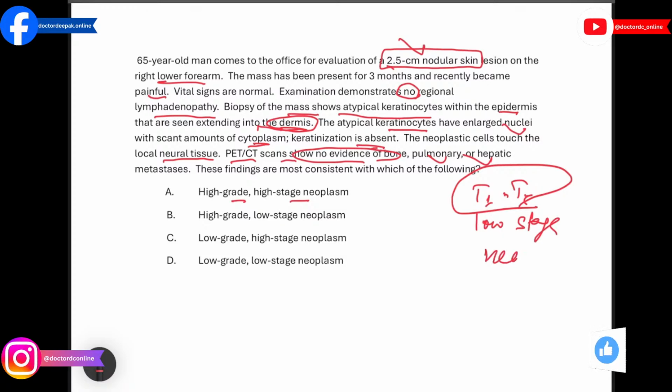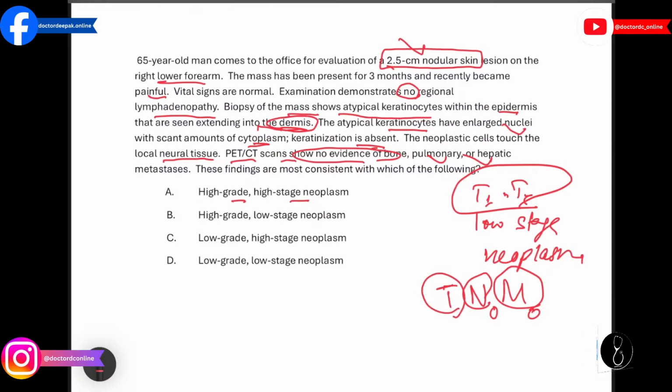neoplasia. You guys know in staging we are using TNM: no lymphadenopathy, so N0, no metastasis, so M0. But extending into the dermis, T1, why not T2? Okay, that depends on the size. But we are done with our stage. So for the stage we have two options, so we eliminate these two.